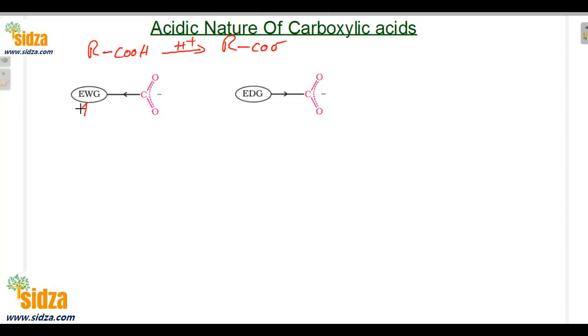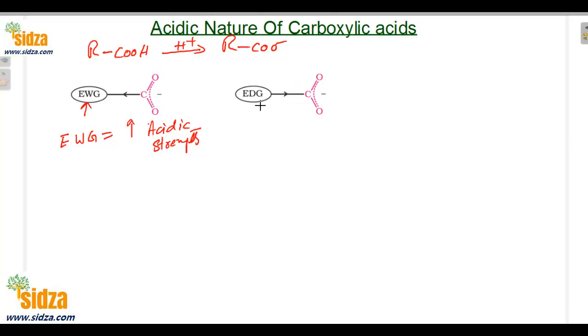So if you attach an electron withdrawing group, something that can withdraw the electrons, that can decrease the negative charge on the carboxylate ion. That means all those electron withdrawing groups will stabilize the conjugate base, which means the acidic strength will increase. So an electron withdrawing group will increase the acidic strength because it will stabilize the conjugate base.